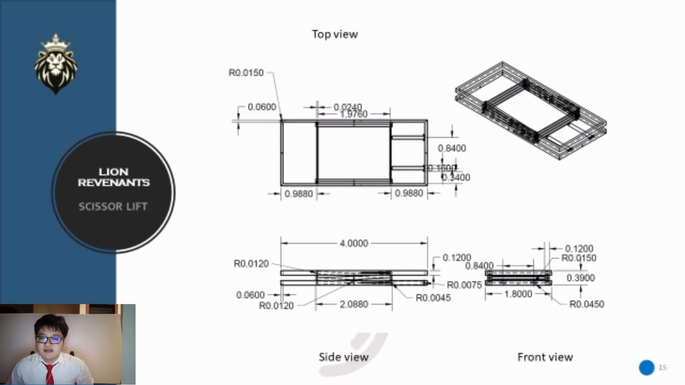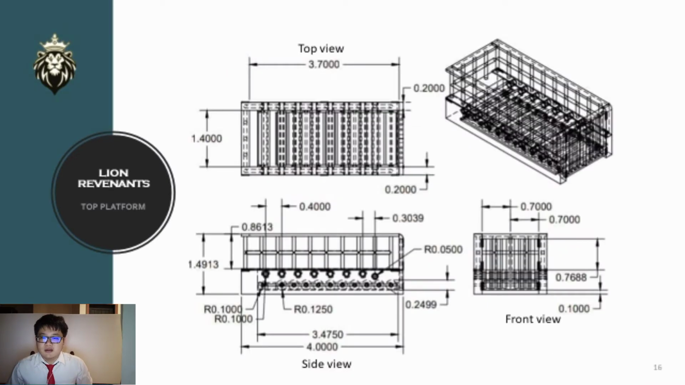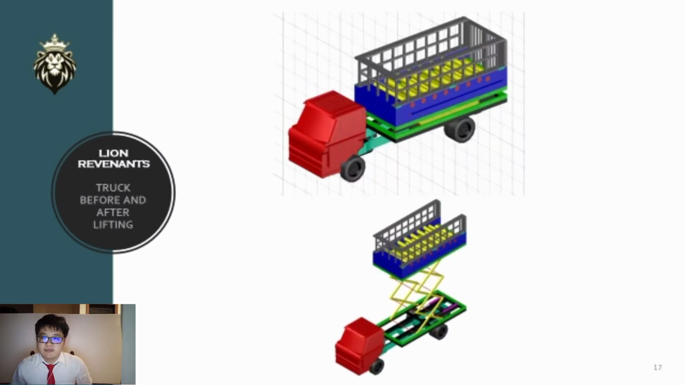Next, we will move to the scissor lift. This is the orthogonal view of the scissor lift with detailed parameters. Next, we will move to the top platform. This is the orthogonal view of the top platform with detailed parameters. Then, this is the diagram that shows the truck before and after lifting. Next, I will pass the presentation to Jack.